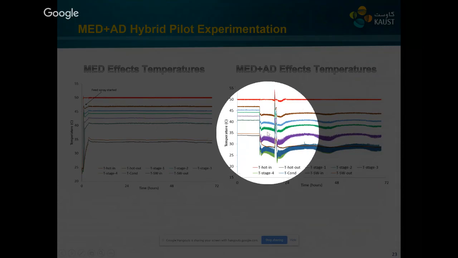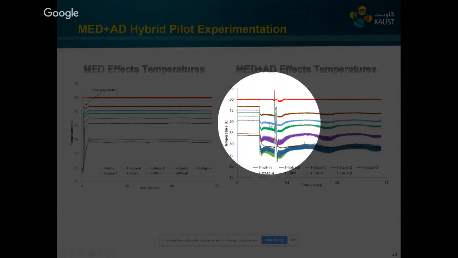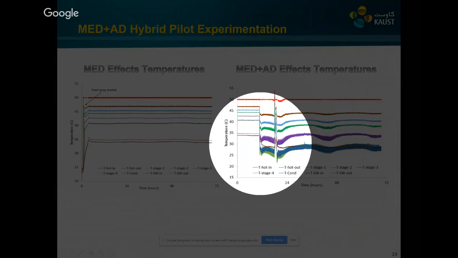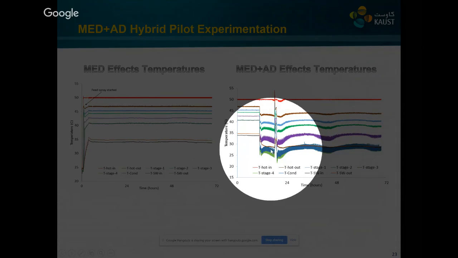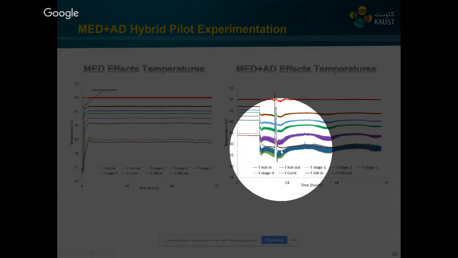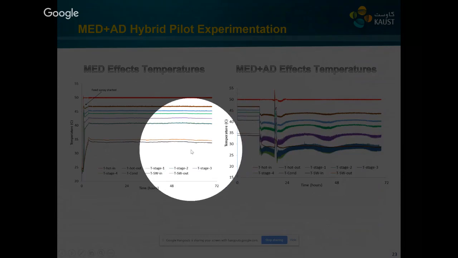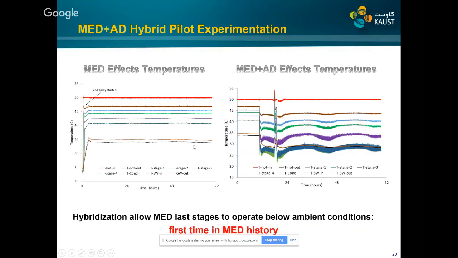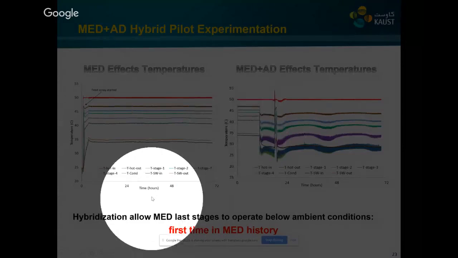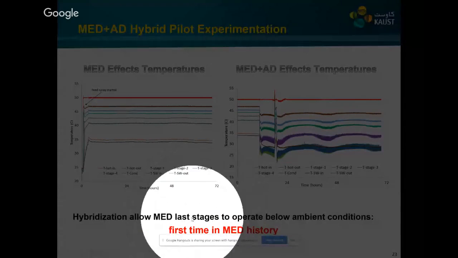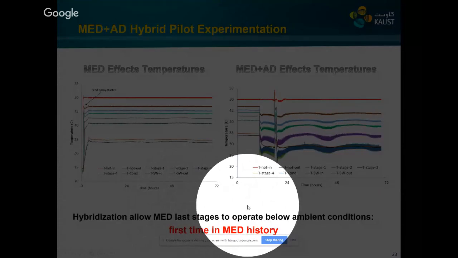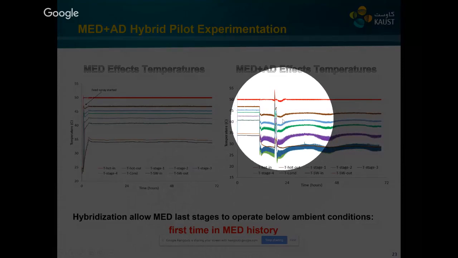So we can see here an interesting phenomenon happened. The adsorption cycle successfully pulled down the temperature of all the stages, and we can see here the last stage was operating at 25 degrees when the feed water was at 33 degrees centigrade. So this was the first time in the history of desalination that the MED was operated below the ambient condition, and we successfully operated it here in the pilot.